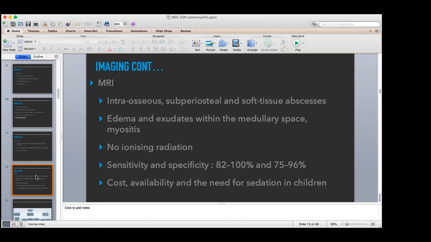But what do we see when we do the imaging? We'll be able to see any fluid collections, whether within the bone, in the subperiosteal space or in the soft tissues. We'll be able to pick any edema, any exudates within the medullary space or in the muscle, the myositis. The benefit is it has no ionizing radiation and it is very sensitive and specific. You remember with the skeletal scintigraphy, which we said was very non-specific. So MRI is sensitive as well as specific. And as I have said, it's costly and takes time.